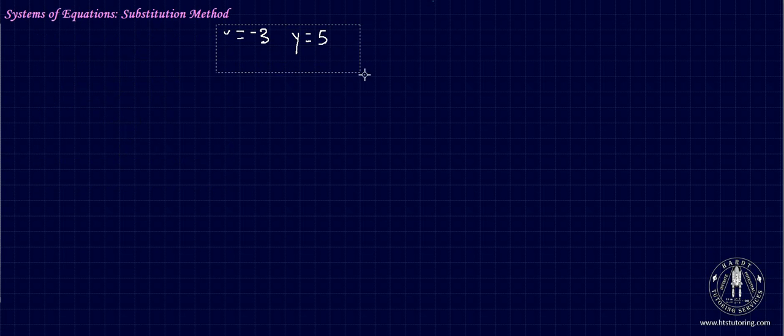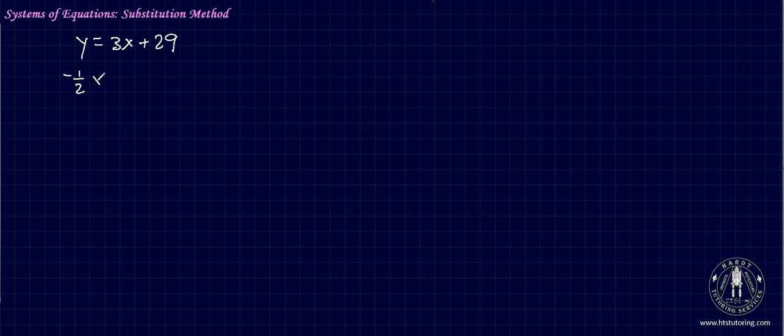So again, systems of equations, two linear equations, you're just trying to figure out at what point the two lines cross. So let's say we had the equation y equals 3x plus 29 and negative 1/2 x plus 2y equals 25.